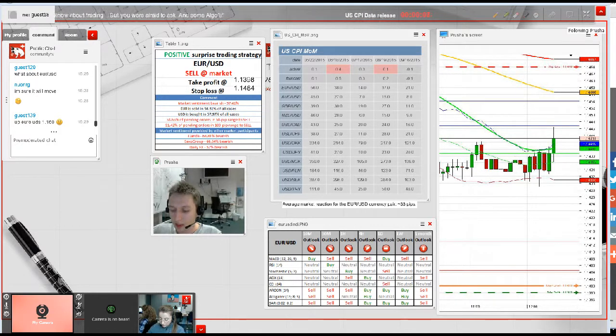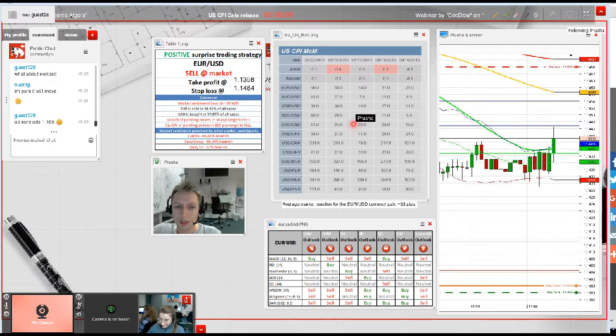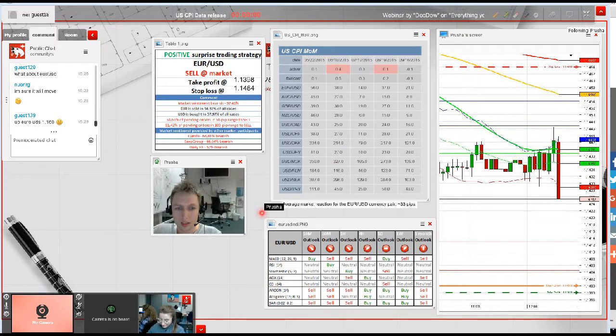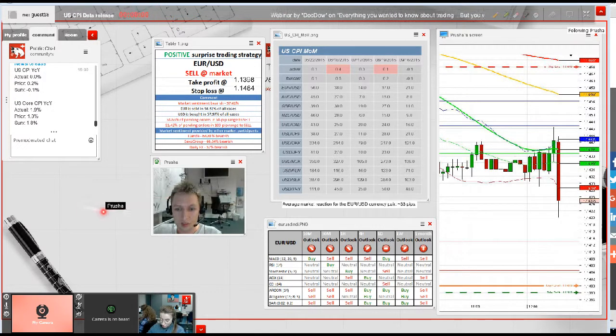The Empire State Manufacturing Index is expected to be better than anticipated, so that could be a game-changing factor today, although the main focus is on the CPI, and we should have the data any second now, and we already see the reaction to the downside, so I'm guessing the data is better than anticipated.